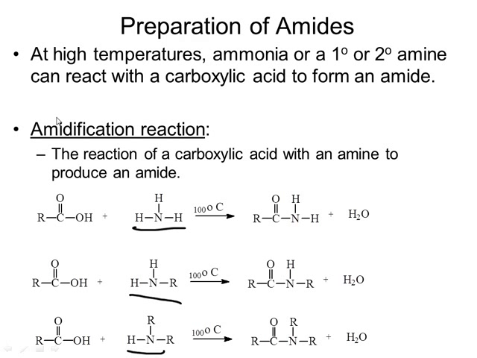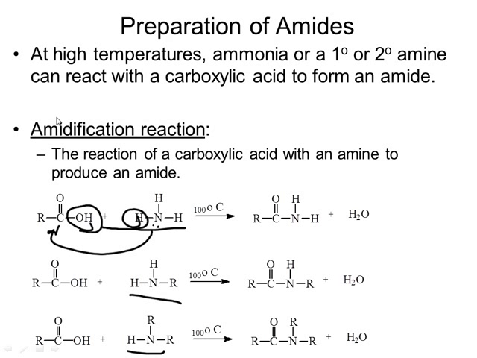What this is, the nitrogen with its lone pair, just like oxygen has a lone pair, comes over here and attaches itself to the carbon atom. So it attaches itself to the carbon, and then what happens is this hydroxyl group leaves and takes one of the hydrogens from the ammonia or the amine with it.